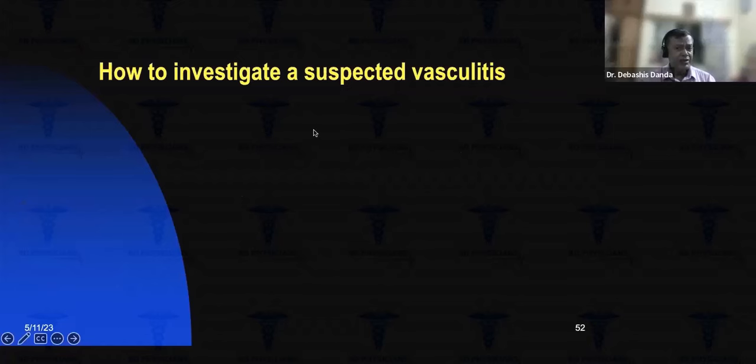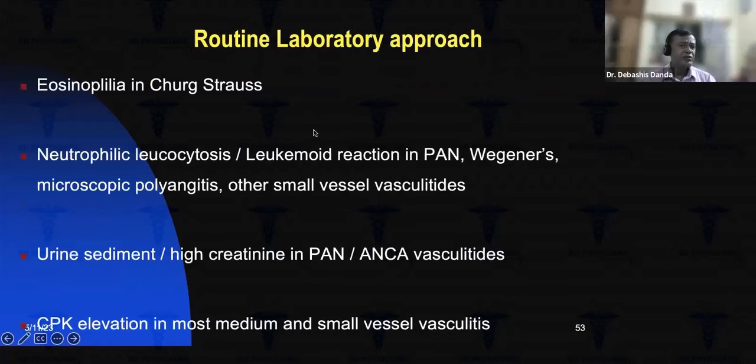How to investigate a suspected vasculitis? So eosinophilia may be a clue for Churg-Strauss or EGPA. Neutrophilic leukocytosis, sometimes in leukemoid reaction range, can happen in classic polyarteritis nodosa, GPA or Wegener's, microscopic polyangiitis, as well as in other small vessel vasculitis.